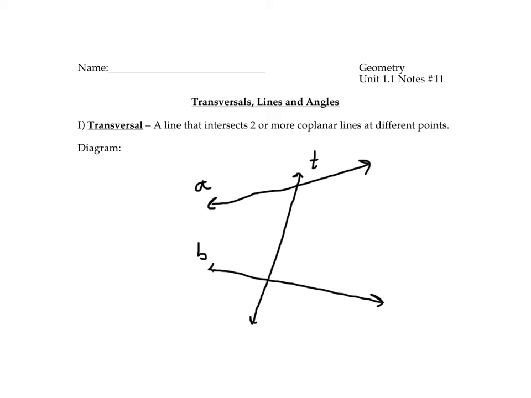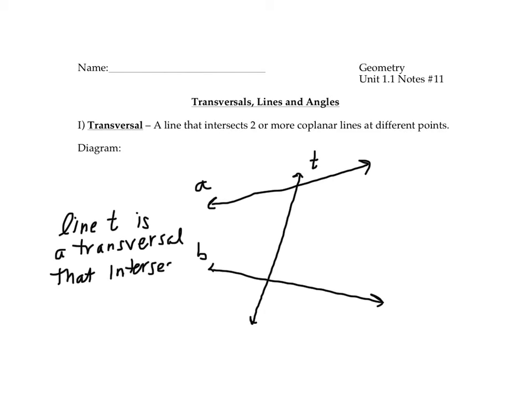Let's call that transversal T. So we can say that line T is a transversal that intersects lines A and line B. Keep in mind that the transversal is the line that connects the other two lines, or that touches the other two lines.